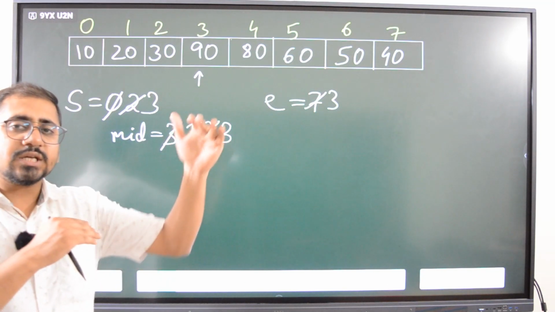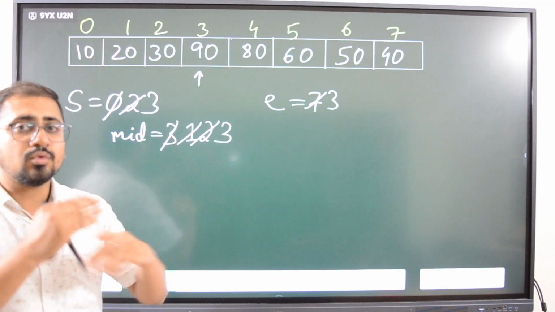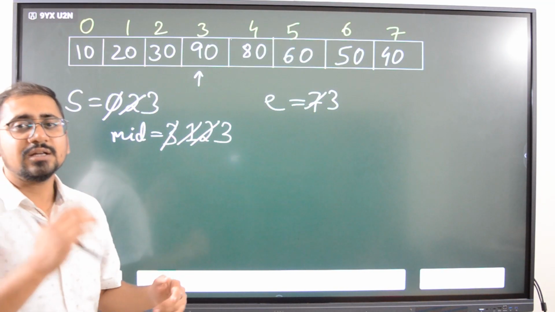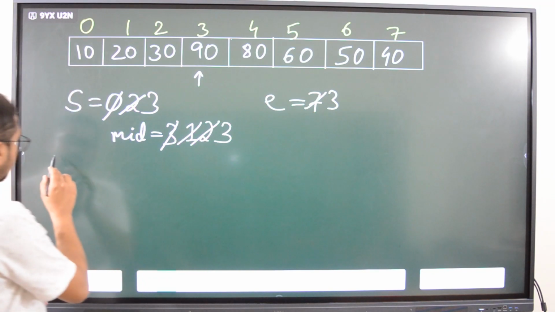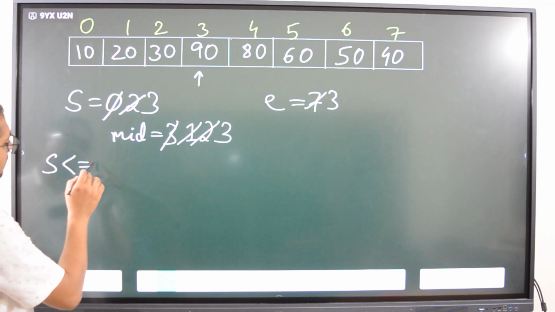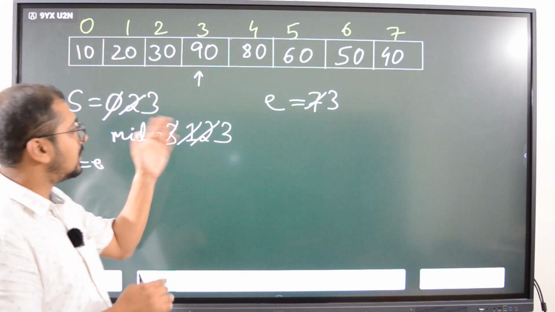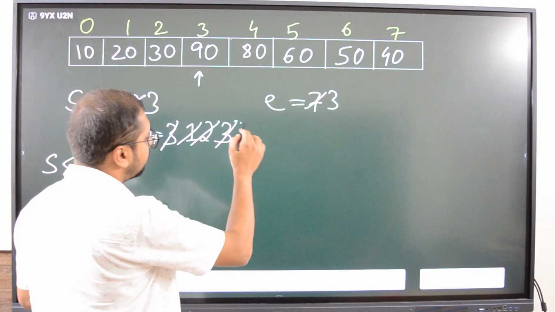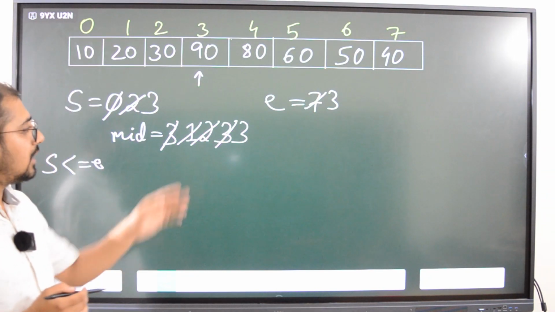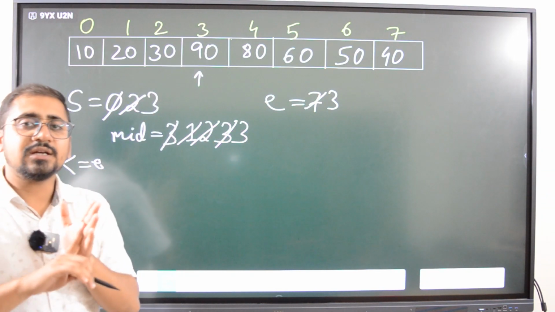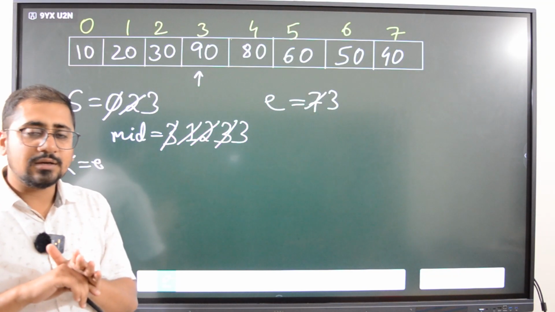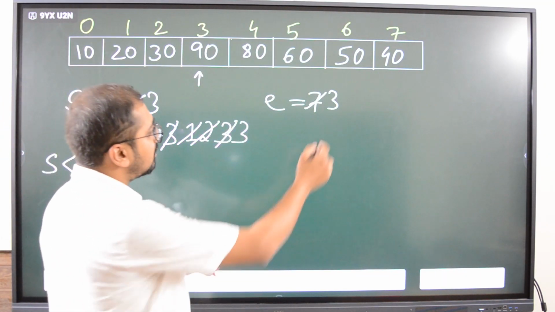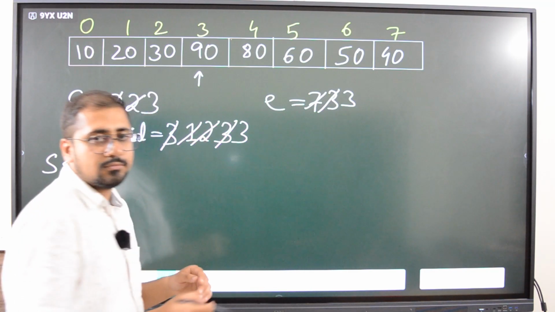What is the main condition inside the while loop that we are checking every time? Start is less than or equal to end. Yes, it is satisfying. Find out the mid. My mid comes here as 3. At the third index, I have 90. Is 90 greater than 80? Yes, it is greater than 80. In that case, our end changes here again to 3.